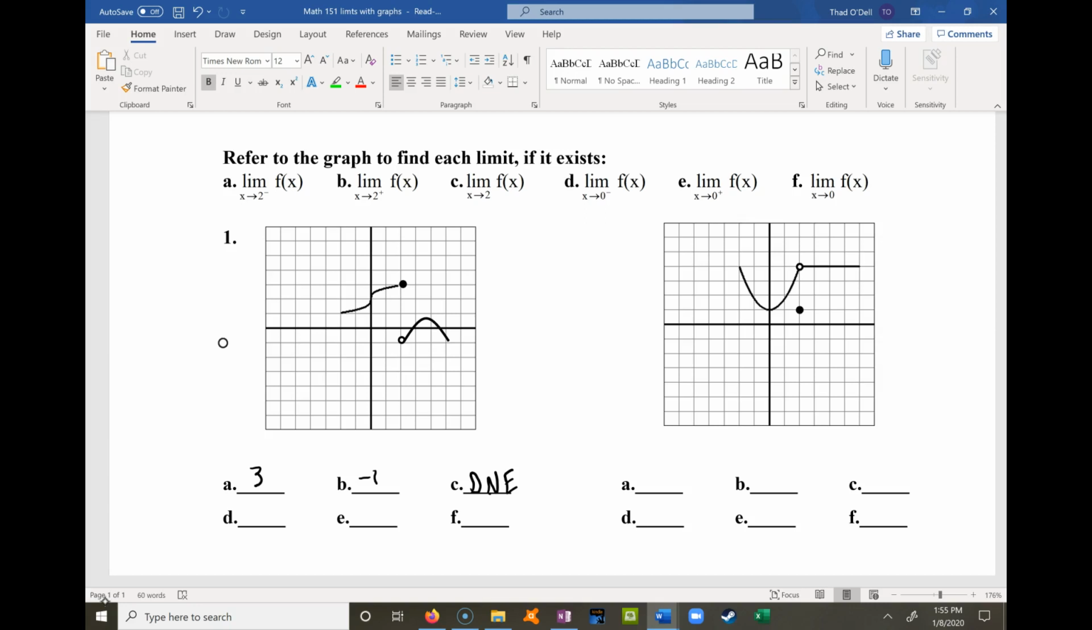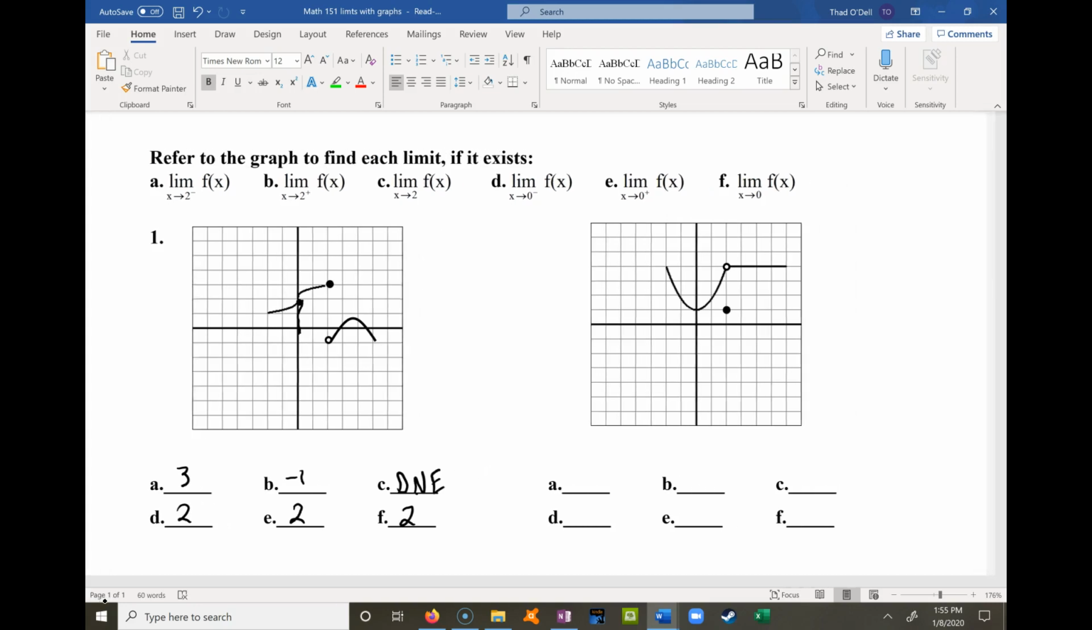So then if we do part D, we're approaching 0. X is approaching 0, so here's 0 right here. So as x approaches 0, it looks like, from the left side, we're approaching 2. On the right side, it looks like we're approaching 2 again. And so when we approach 0 from both sides at the same time, well, the right side and the left side agree, so that means that we would say it's approaching 2.